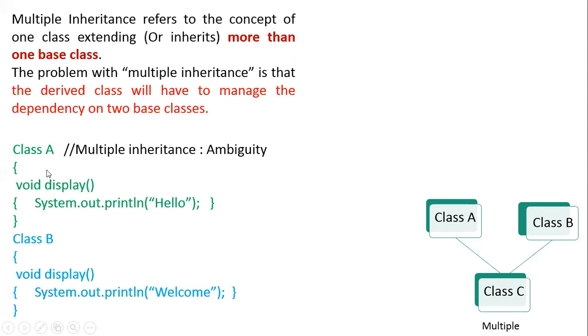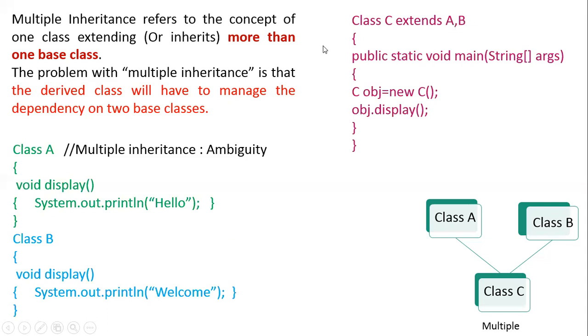So here we can see one example. Class A has a method display, and class B also has a method with the same name, display. Now class C extends both class A and class B, and in the main method we created an object of class C, and using that object we are calling the display method. Now the JVM will get confused about which method to call, whether it should call the method of class B or the method of class A. So this leads to ambiguity. To avoid this ambiguity and complexity in design, multiple inheritance is not supported in Java.